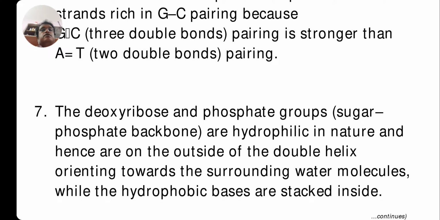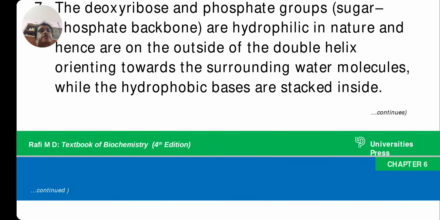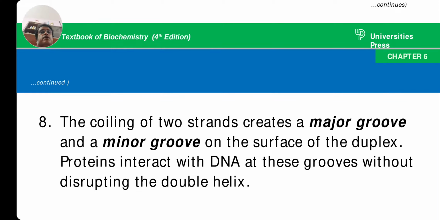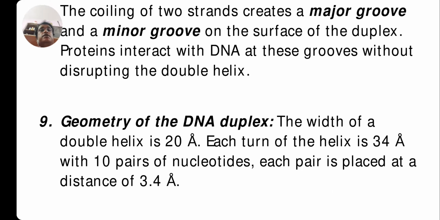The deoxyribose and phosphate groups are hydrophilic in nature and hence are on the outer side of the double helix, oriented towards the surrounding water molecules, while the hydrophobic bases are stacked inside. Coiling of the two strands creates a major groove and a minor groove on the surface of the duplex. Proteins interact with DNA at these grooves without disrupting the double helix.